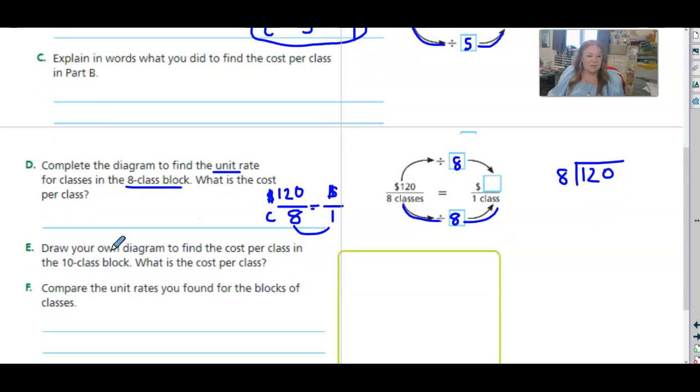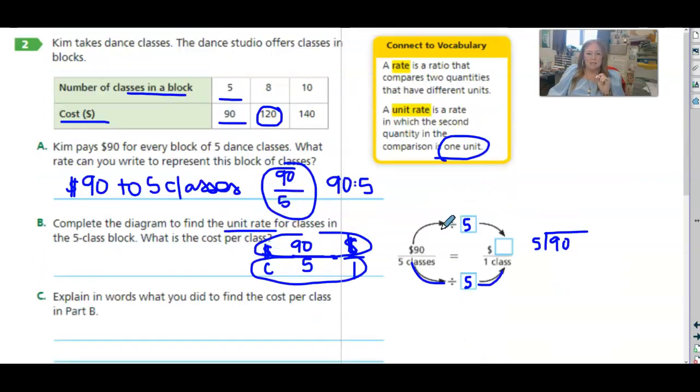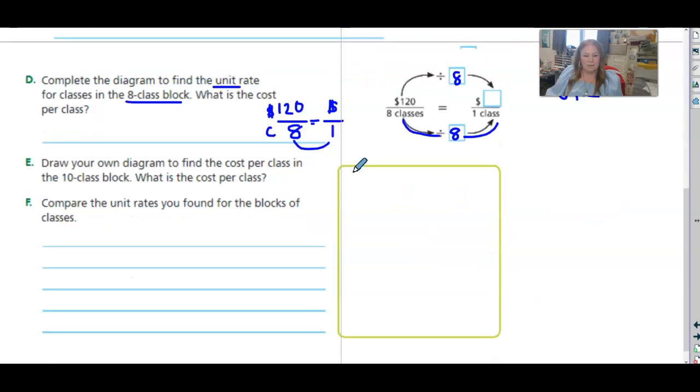So E says to draw our own diagram to find the cost per class in the 10 class block. So the cost is $140, so you can do that right over here. So we have $140. Let's get our label. And that gives me 10 classes. And I want to know how much money it's going to cost for one class. So I can see all my classes are lined up. My money's lined up. I can do it the other way, right?